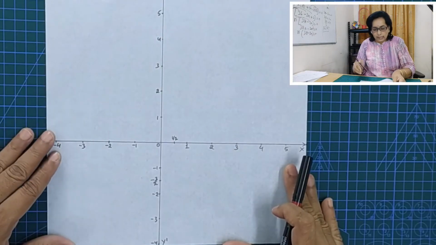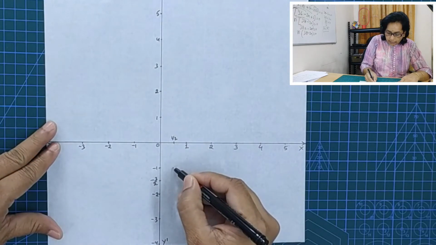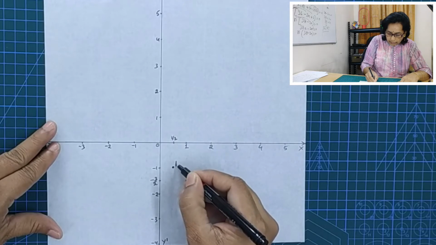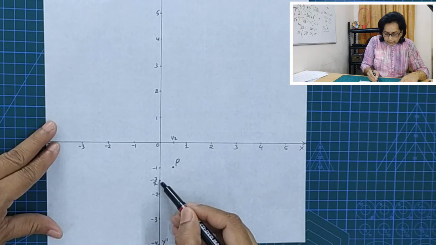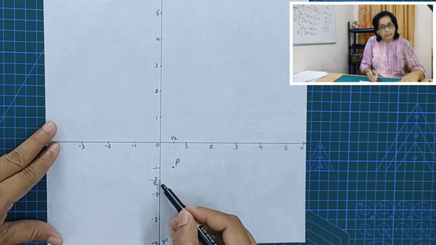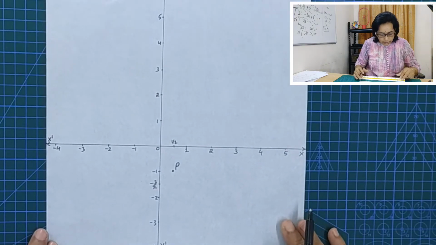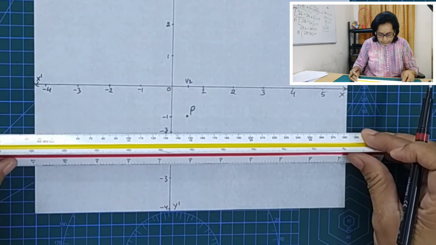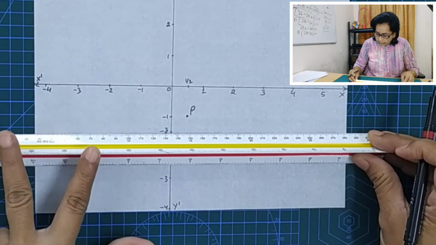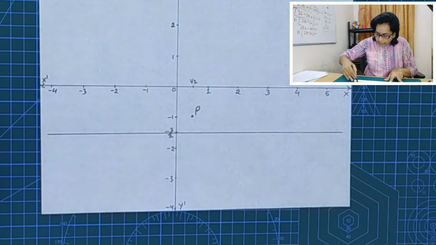So this is the Cartesian plane. The focus is at 1 by 2 comma minus 1. So this is the focus point. And the directrix line is at minus 3 by 2, which means minus 1.5, at this location. So at this location, I will draw a line parallel to the x-axis. So this is the directrix line.